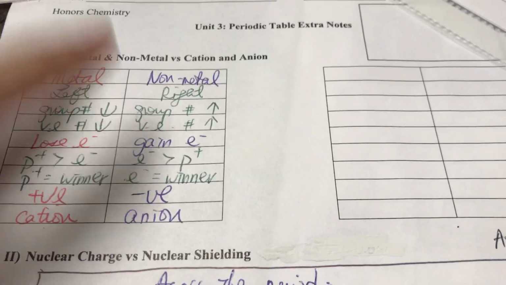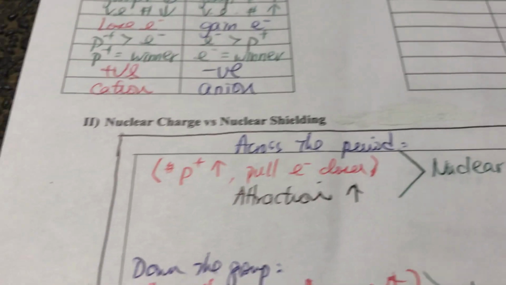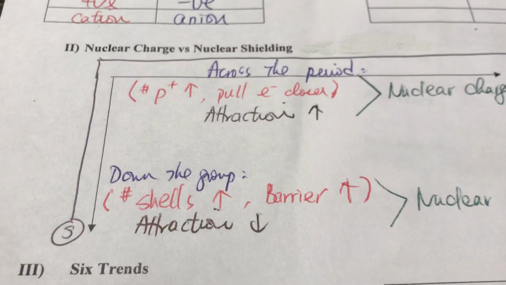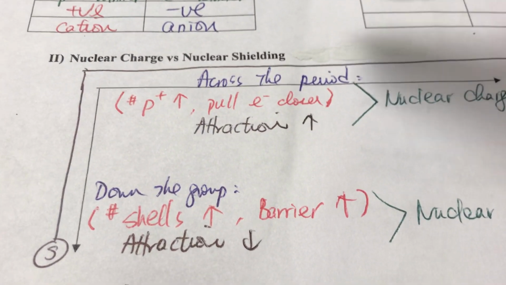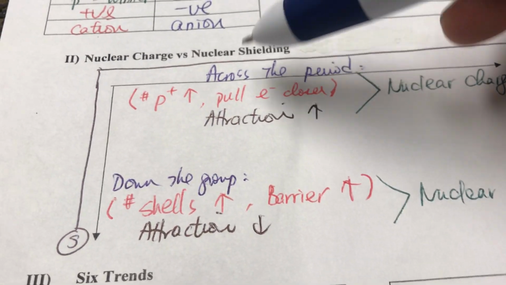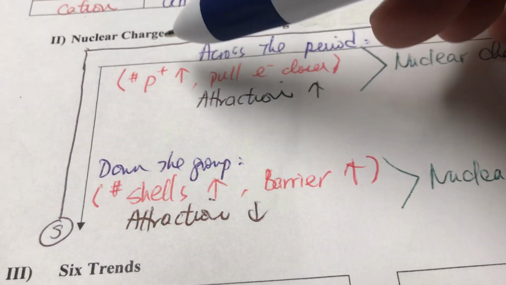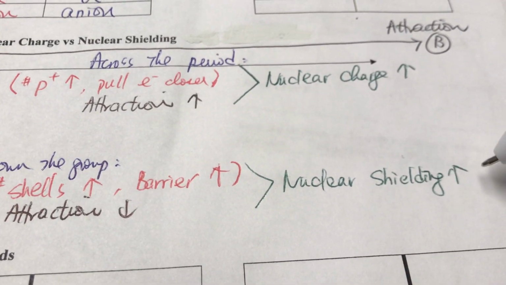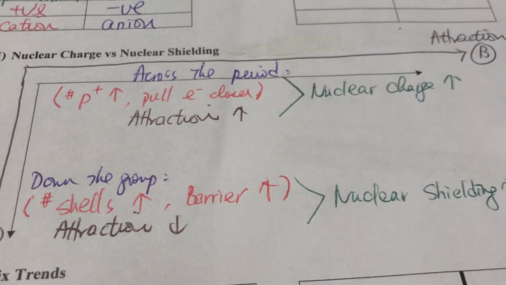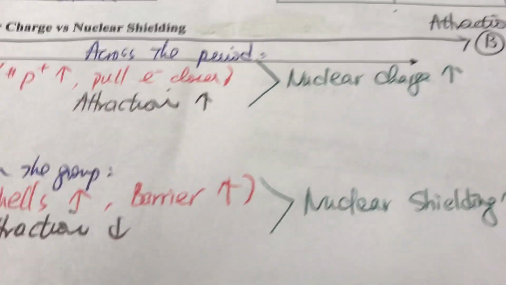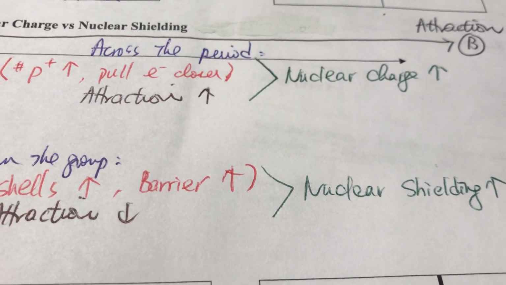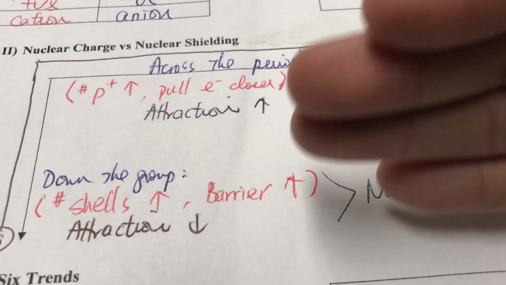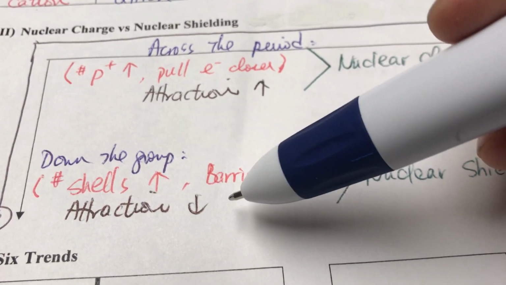Now here at the beginning, I want to talk about the periodic table extra notes, this part: nuclear charge versus nuclear shielding. Okay, so here we write across a period and down the group. When we go down the group, we have more and more shells, more and more barrier. In this case, we will call it nuclear shielding increase. So the nuclear shielding, like a barrier, is going to increase when you go down. Because of that, your attraction is going to be smaller. That makes sense. When you go down the group, you have more and more shells, then of course your attraction is going to be lower and lower, decreasing.